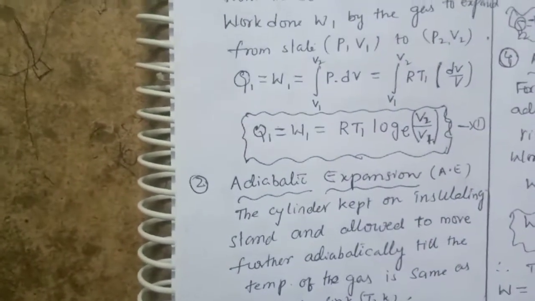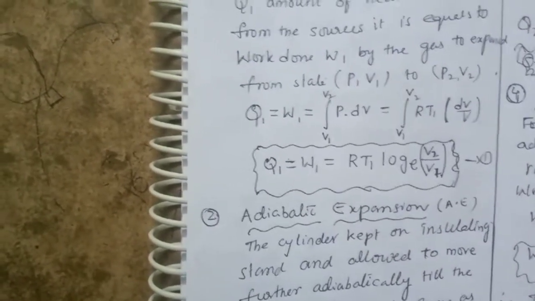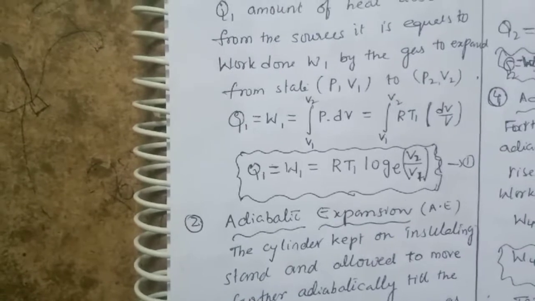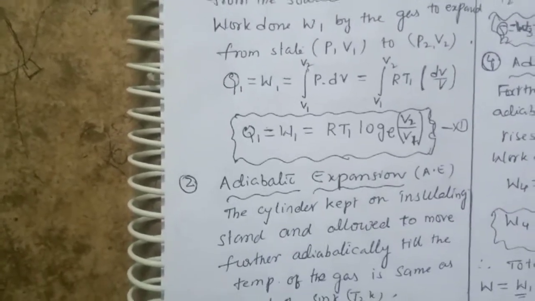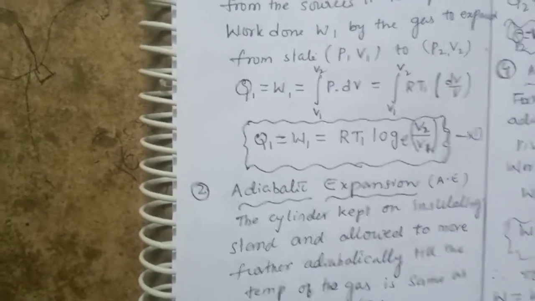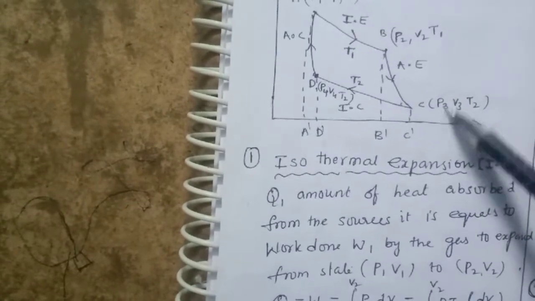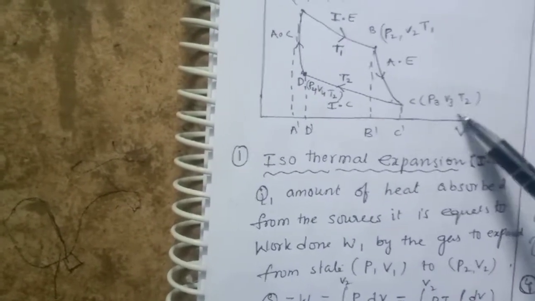Remember this one, this is an adiabatic process, so no amount of heat enters the system and no amount of heat leaves the system. Here the gas itself does work in expanding, so its temperature falls from T1 to T2, the pressure falls from P2 to P3, and the volume increases from V2 to V3.